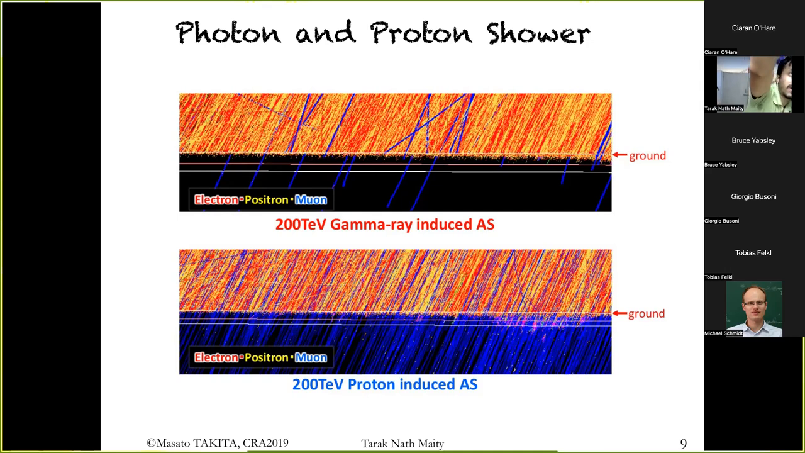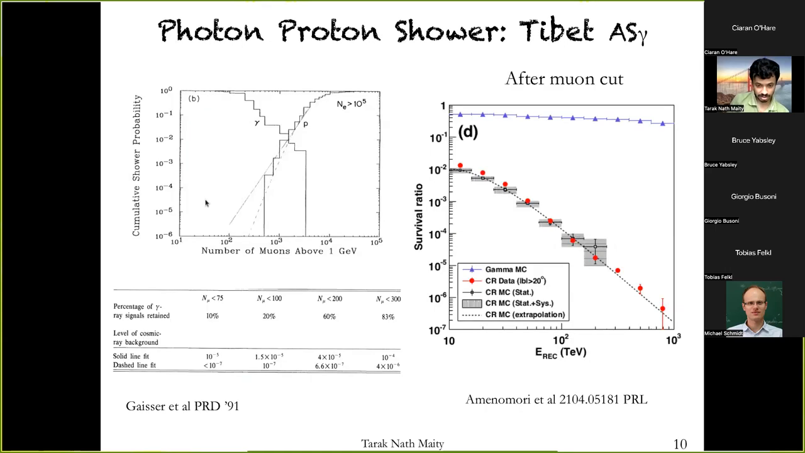The other point over here is, as you compare these two figures, you will see that there are a large number of muons in the proton shower compared to the gamma ray showers. Tibet utilized this factor to differentiate between cosmic ray and gamma ray showers. Just to show you, in this plot, what I've plotted is the number of muons above 1 GeV on the x-axis, and the probability of getting that many muons on the y-axis.